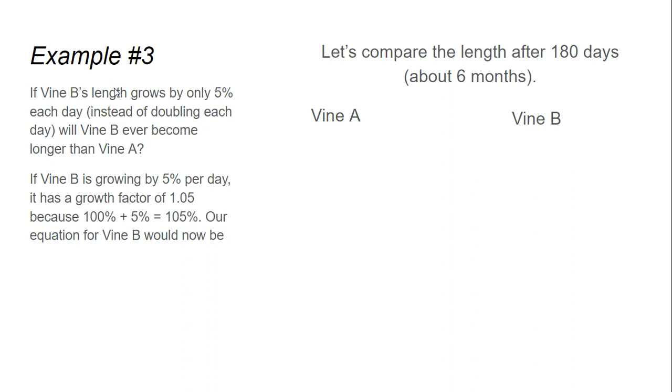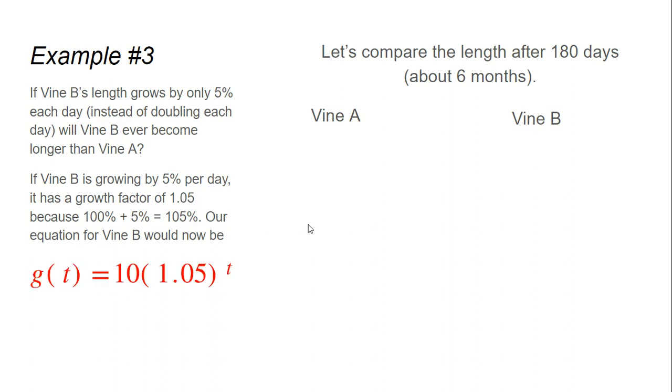So vine B isn't doubling anymore. It's only going to be growing by 5% each day. So if vine B is growing by 5% each day, it's going to have a growth factor of 1.05. And the reason it's going to have a growth factor of 1.05 is because it's going to keep 100% of its length. And then on top of that, it's taking 5% more. It's growing 5% more, which gives us 105. That represented as a decimal is going to be 1.05.